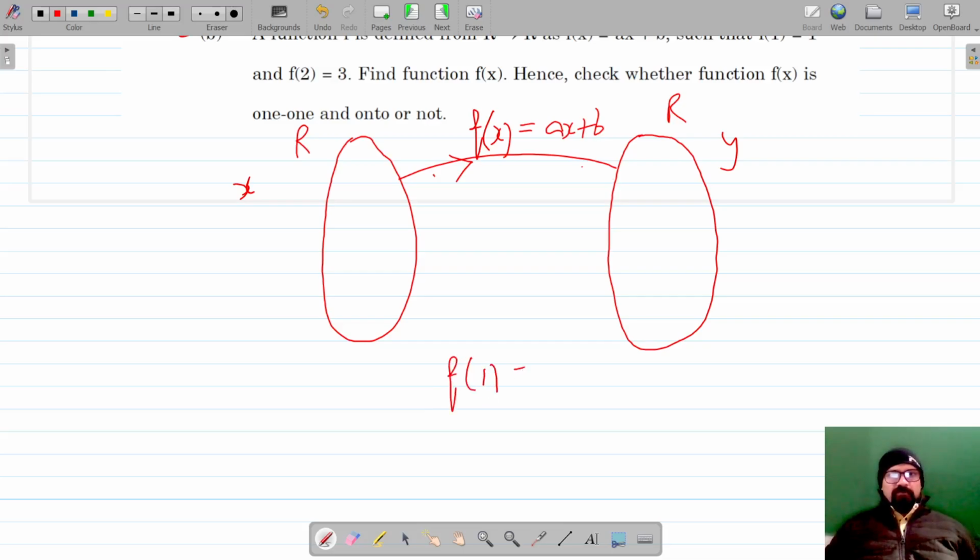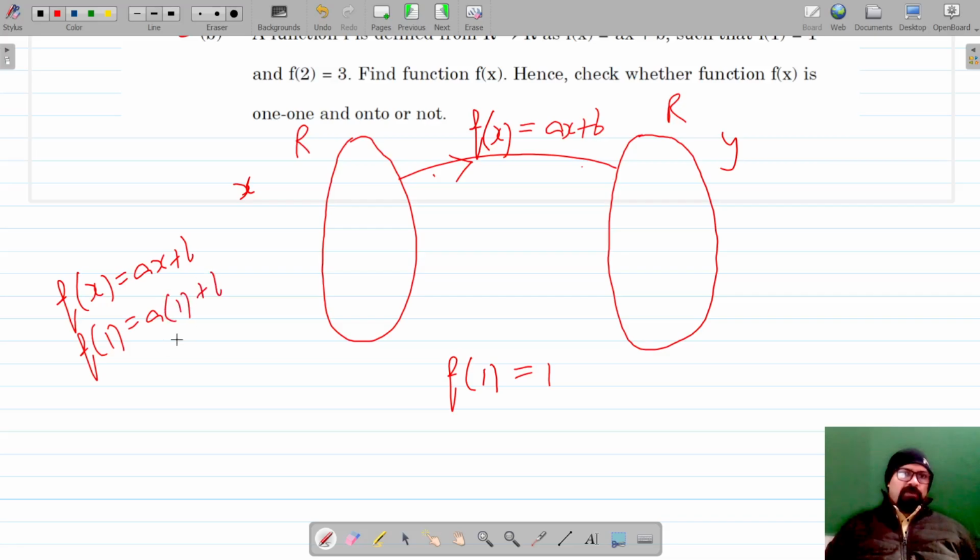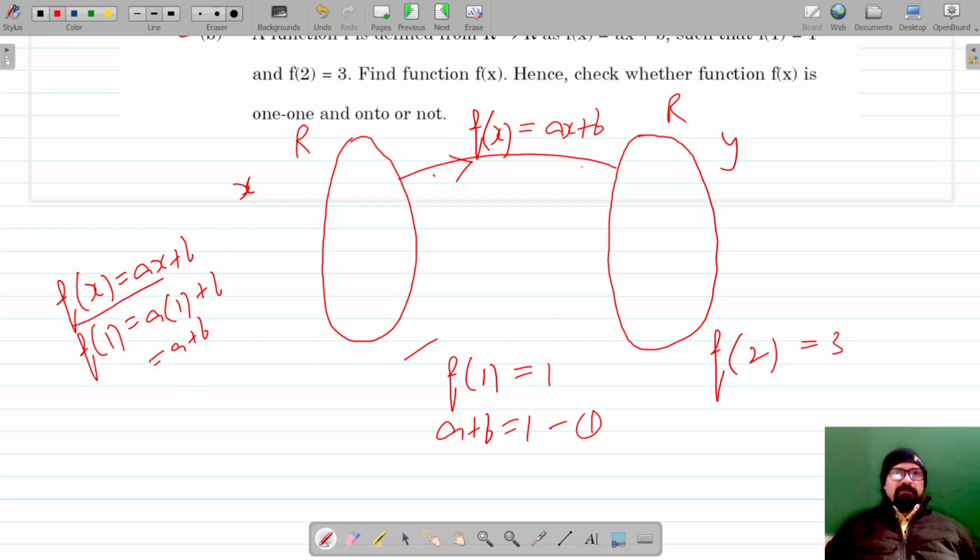It's given that f of 1 is 1. So how do we find f of 1? f of 1 means we put x as 1. So this is the function given to us. Putting x equal to 1 gives a into 1 plus b, which is a plus b. So f of 1 is a plus b equals 1, which is equation 1. And also it's given f of 2 is equal to 3. If I replace x with 2 in this function, this is equal to 2a plus b equals 3.